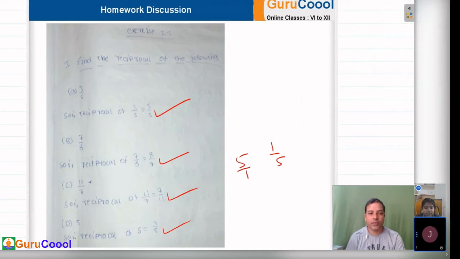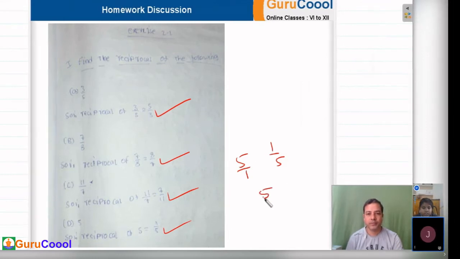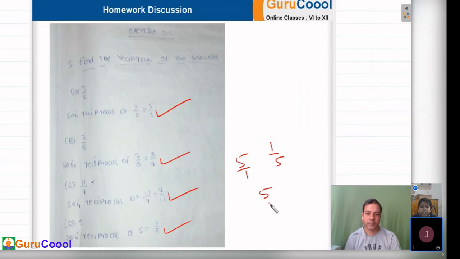5 remains in numerator. When you write just 5, that means you have written numerator only. And by default, denominator remains what? 1. Yes, that is hidden.